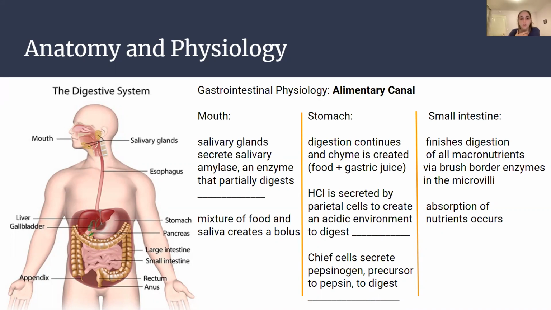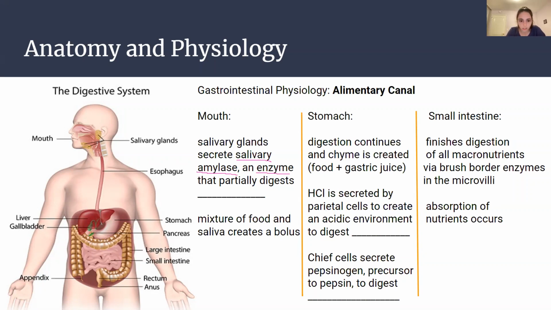So in the mouth, we have things called salivary glands, and salivary glands secrete salivary amylase. And salivary amylase is an enzyme. And a way that we can remember that this is an enzyme is it ends in ase. So ase means enzyme. So if you see that word, that's a vocabulary clue. So salivary amylase is going to help digest which macronutrient in the mouth. Can somebody tell me, either unmute or put it in the chat?